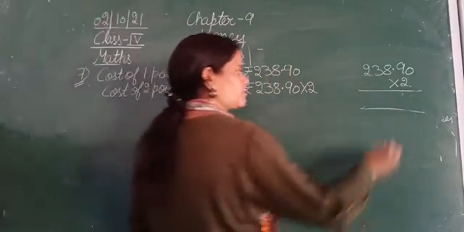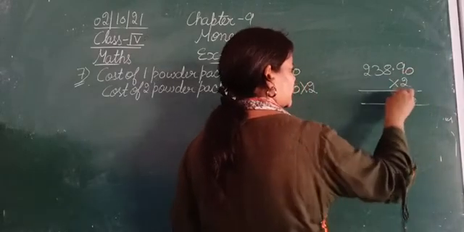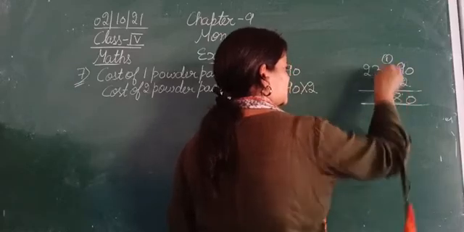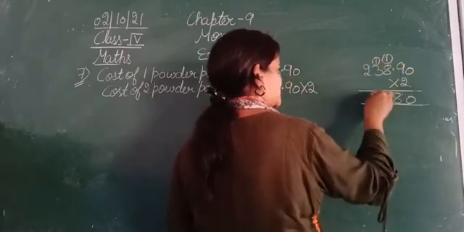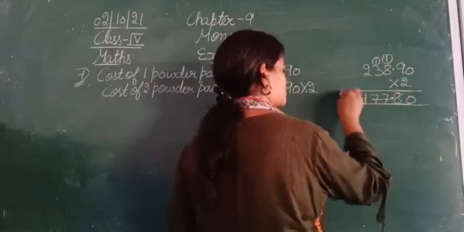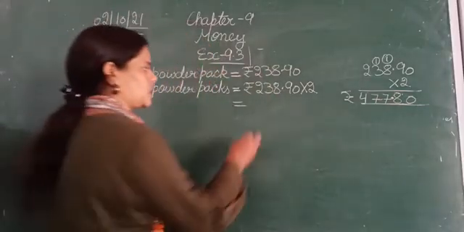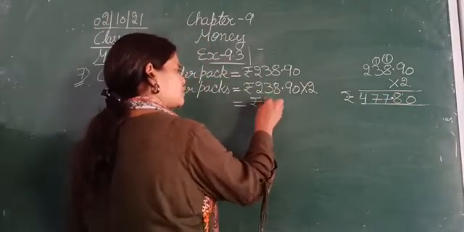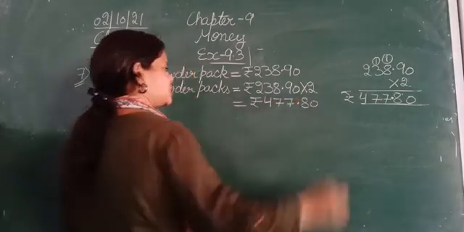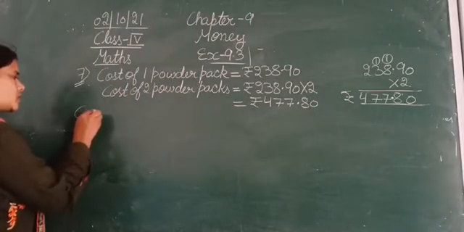2 zeros are 0, 2 nines are 18, 2 eights are 16 plus 1, 17, 2 threes are 6 plus 1, 7, 2 twos are 4. So the cost of 2 powder packs is 477 rupees 80 paisa.